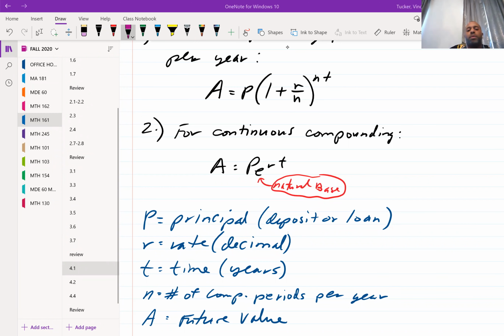All right, so P represents your principal, which is your deposit or loan. r is your rate. Don't forget to convert it to a decimal before you calculate. t is your time in years. n is the number of compounding periods per year. A is your future value. In other words, how much is in the account after a certain amount of years.